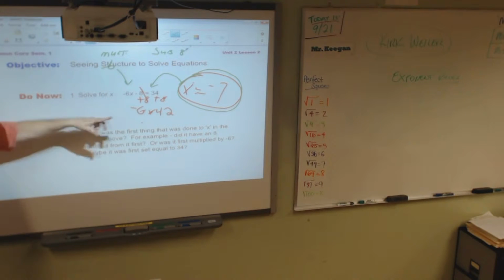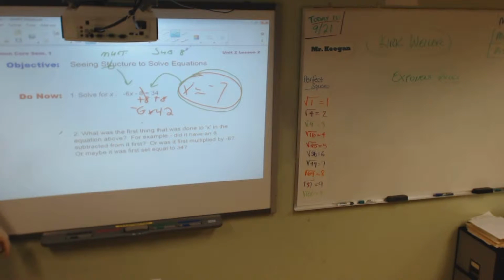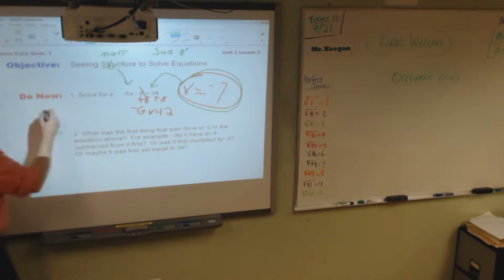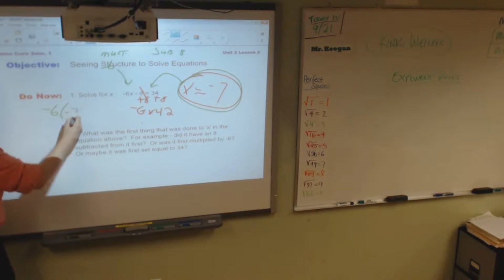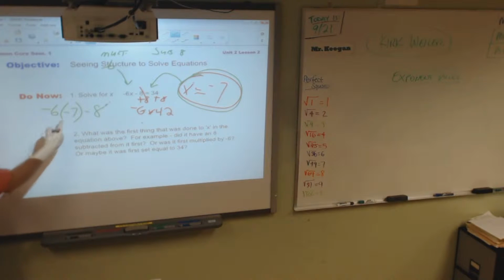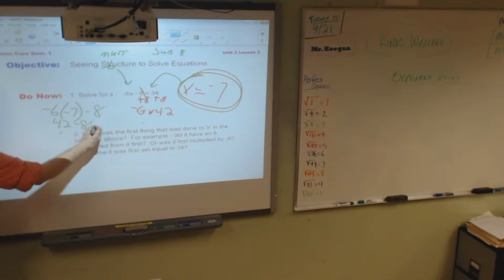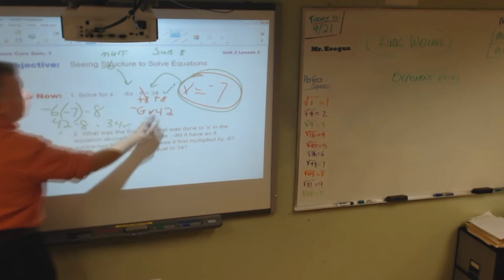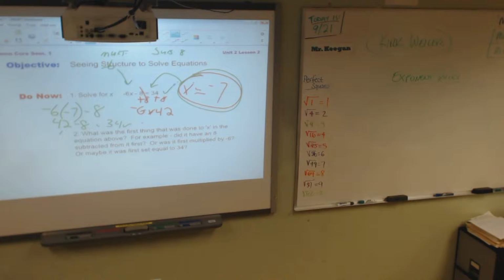Everybody good with that? How would you check to make sure that that's the right answer? Just to be double sure. Substitute. Substitute, good. So what's -6 times -7? It's 42. And then what's 42 take away 8? 34, which is what we wanted it to be, right? So we know that we solved it the right way, okay?